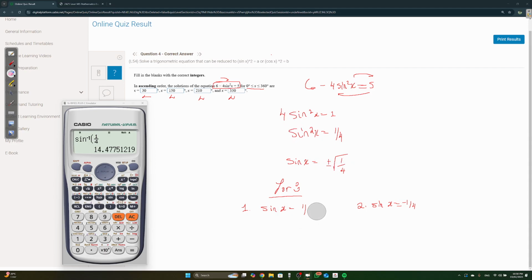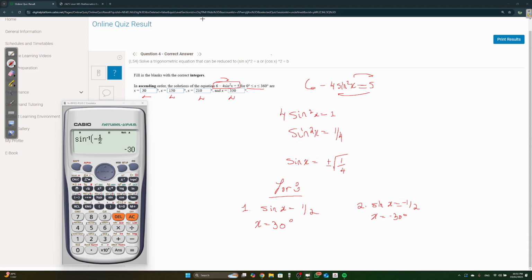Whoa, why is that wrong? The square root of 1 over 4 is not 1 over 4. It's 1 over 2. Sorry. So 1 over 2, and I get 30. So the first solution, you're going to get 30. And over here, I'm going to do negative 1 over 2. You're going to get x is equal to negative 30 degrees.